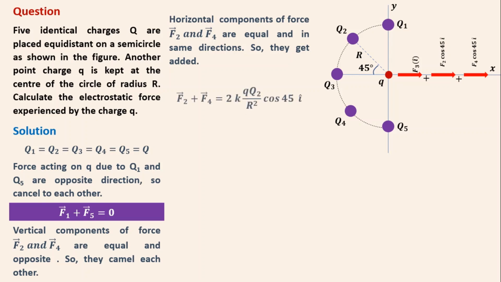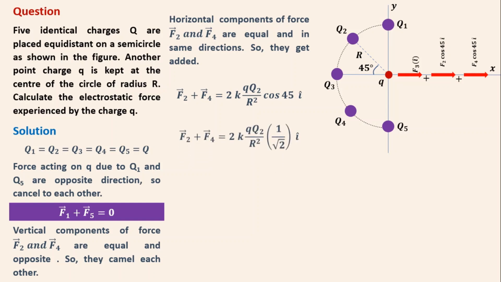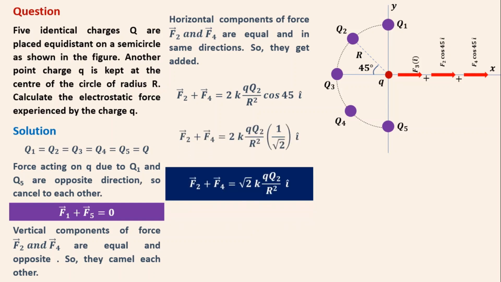So F2 vector plus F4 vector equals 2 times k q q2 by r square cos 45 i cap. Q2 and Q4 are equal in magnitude, so we get 2 times the horizontal component. So it is 2 k q q2 by r square cos 45 i cap. Let us replace cos 45 as 1 by root 2. The 2 and root 2 cancel and we get a root 2 in the numerator. So F2 vector plus F4 vector equals root 2 times k q q2 by r square i cap.